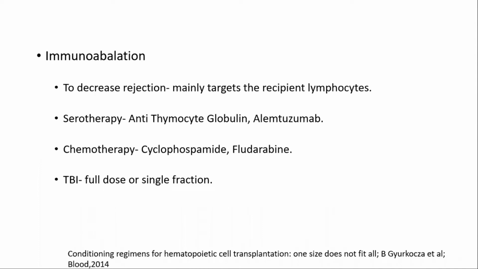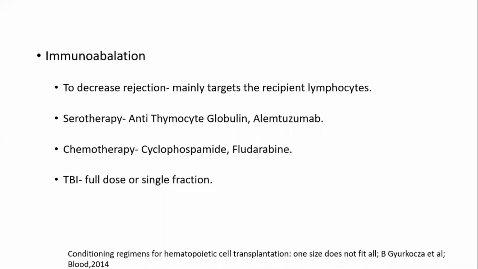Next is immunoablation. This is mainly targeted at the lymphocytes. This prevents rejection. It is done with the help of serotherapy called anti-thymocyte globulin or monoclonal antibodies like alemtuzumab. Certain chemotherapies like cyclophosphamide and fludarabine can be helpful, and TBI is very helpful in clearing lymphocytes.